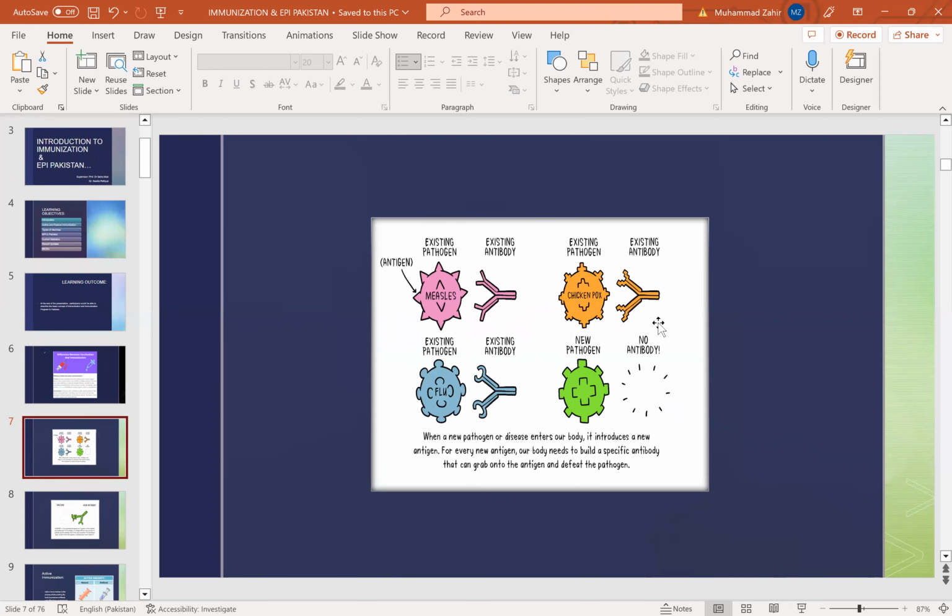So when a new pathogen or disease enters our body, it introduces a new antigen. For every new antigen, our body needs to build a specific antibody that can grab onto the antigen and defeat the pathogen. So you can see existing pathogen, existing antibody. And if a new pathogen comes, there is no antibody.